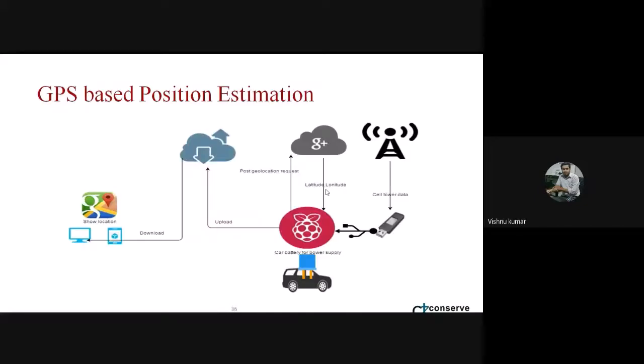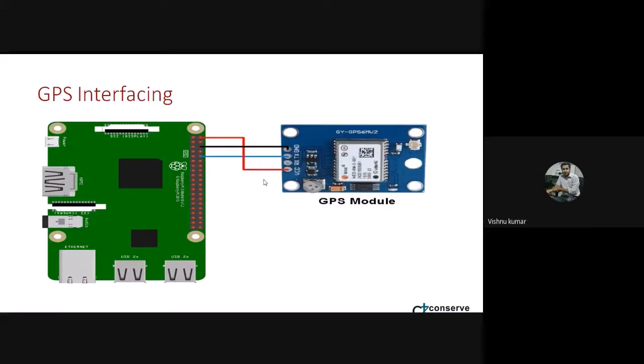Next is GPS based position estimation. For GPS based position estimation, we will get latitude and longitude values, with the Raspberry Pi system. A GPS module will be plugged into it. From there, we will get the latitude and longitude data and cell tower data along with that. After getting this data, it should be uploaded to the cloud. Then only will another system know where it is located. This is the GPS interfacing to our SBC, the Raspberry Pi.